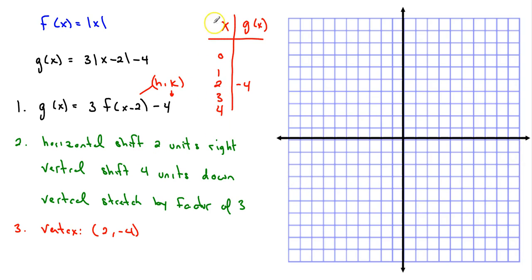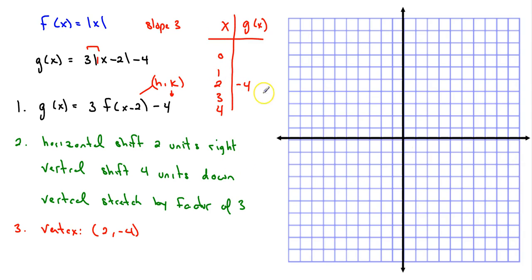And now I want to show you how the slope is applied as well. The slope here is going to be the product of the coefficient in front of the absolute value and the coefficient in front of the x. The coefficient in front of the x is 1. The coefficient in front of the absolute value is 3. 3 times 1 is 3. So we have a slope of 3. And again, I'm going to use my table just to make sure I'm on the right track.